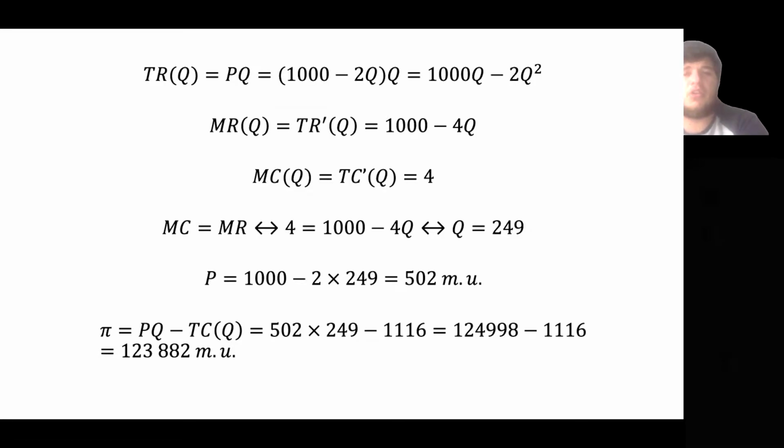And we can do the same with marginal cost and total cost. So marginal cost is going to be 4. In order to find the equilibrium point, we have to set MC equal to MR, which will give a quantity of 249. Plugging this back into the original equation, we get a price of 502 monetary units. Therefore, if we follow this equation, total revenue minus total cost, we will find the profit.